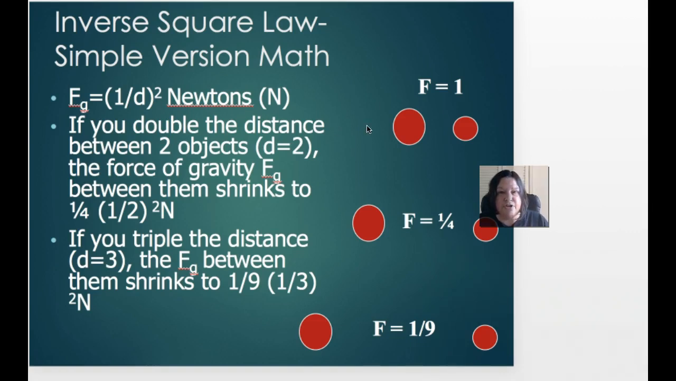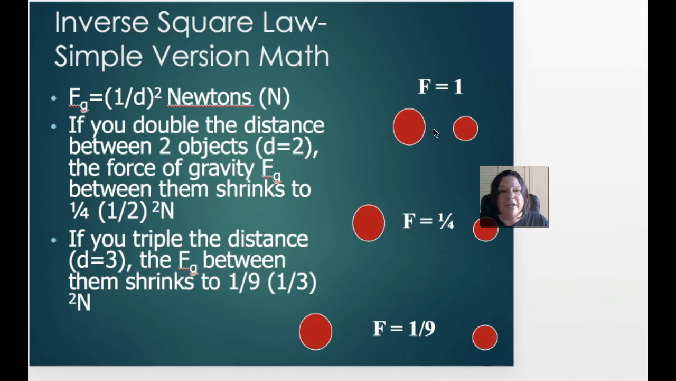This is the easy version for you, because let's face it, math is not everybody's strong suit in this class, nor is it in many classes, nor should it be necessarily. So we're all intelligent, we just know different things. So just remember that. Anyways, the force of gravity is equal to 1 over the distance squared. So basically what that's saying is the force of gravity is related to the square of the distance, the inverse square of the distance.